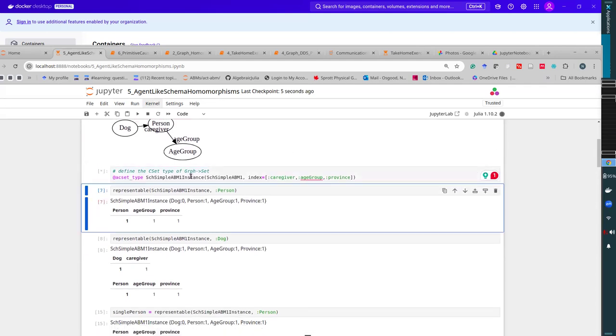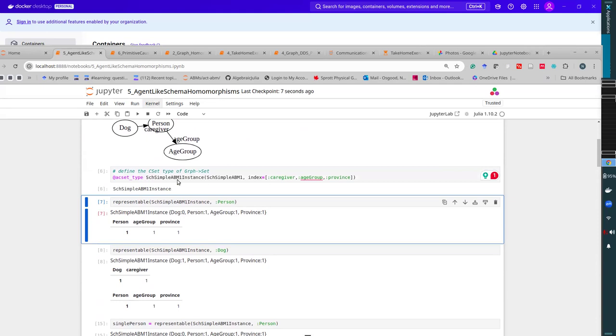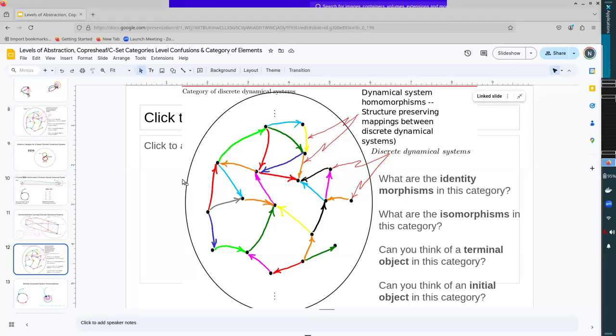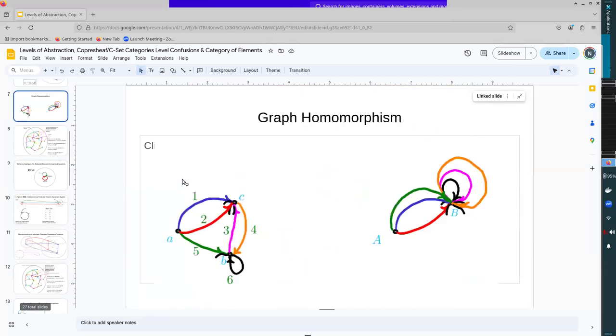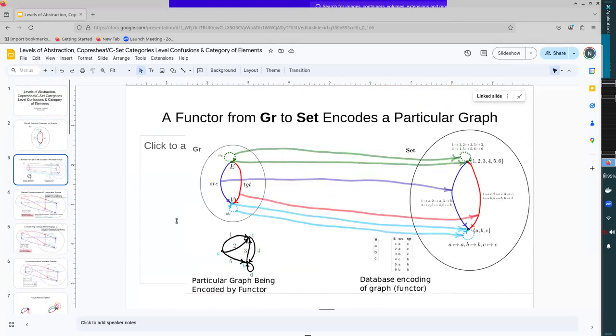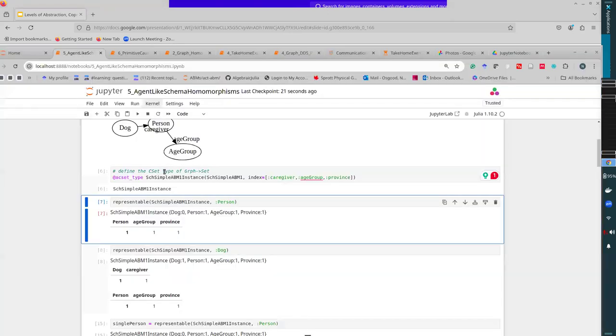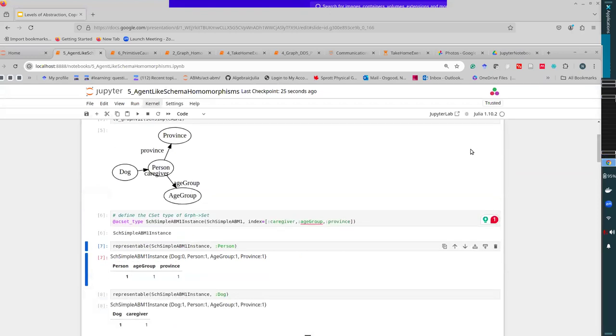And then I'm going to set up a CSET type, right? Which is going to define the type associated with these mappings from a schema category to set. But here we're going to be dealing with this rather evocative schema shown here. Are we good with this? Okay. I think we all like service dog. Well, right? Okay.